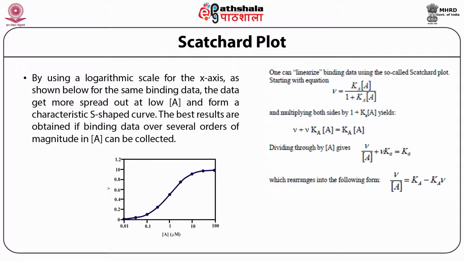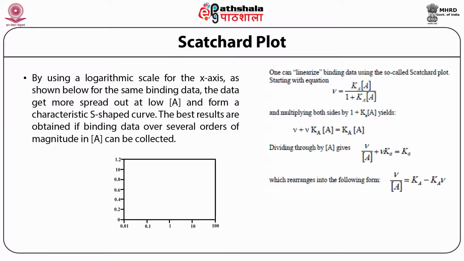Now we can linearize binding data using the so-called Scatchard plot. Starting with the equation V equals Ka times the concentration of A over 1 plus Ka times the concentration of A, multiplying both sides by 1 plus Ka A yields V plus VKa A equals Ka A. Dividing through by A gives V by A plus VKa equals Ka, which rearranging in terms of V by A equals Ka minus KaV. So now you get the linear equation.